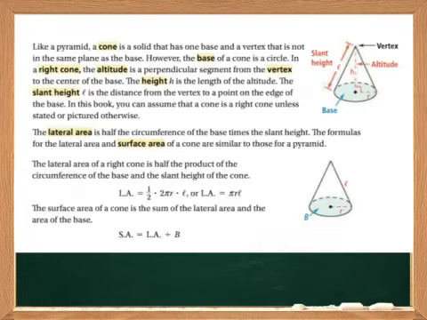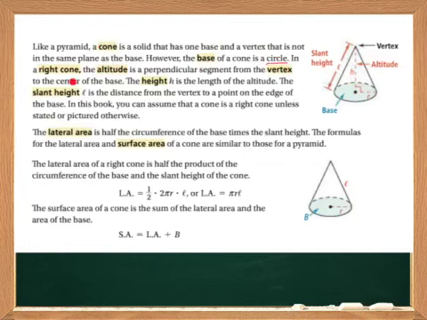So like a pyramid, a cone is a solid that has one base and a vertex that is not in the same place as the base. So our vertex is up here, our base is down here. The base of a cone, though, has to be a circle. If it's a cone, then the base is a circle.